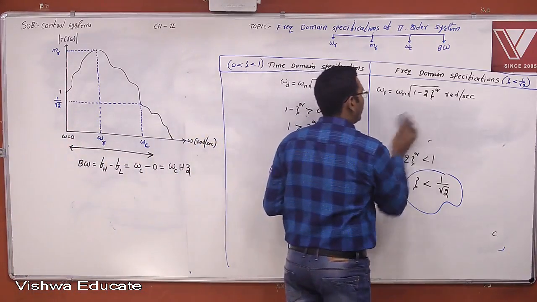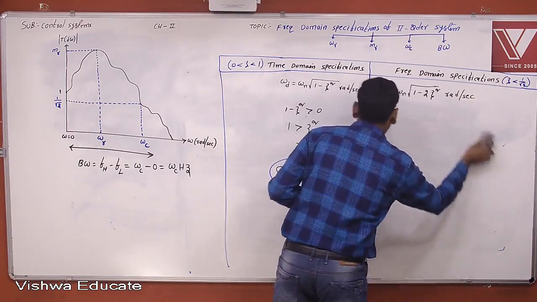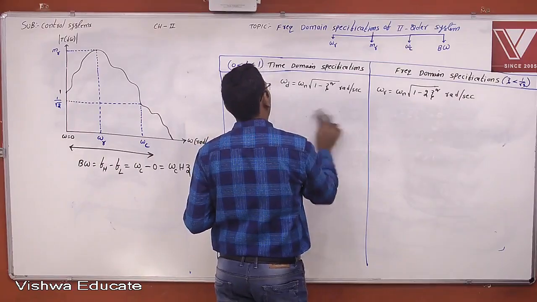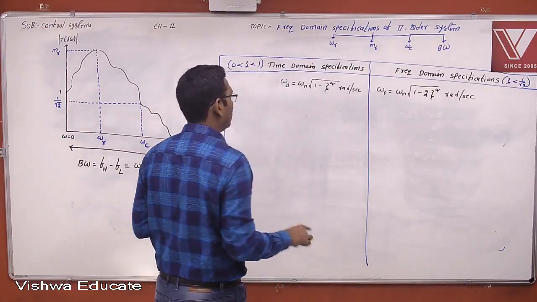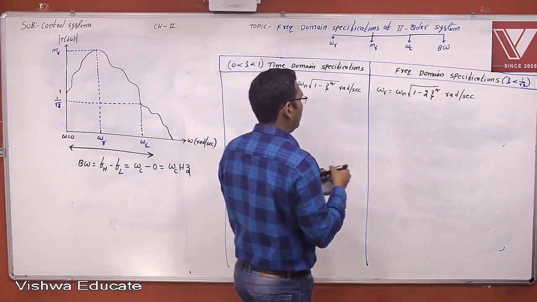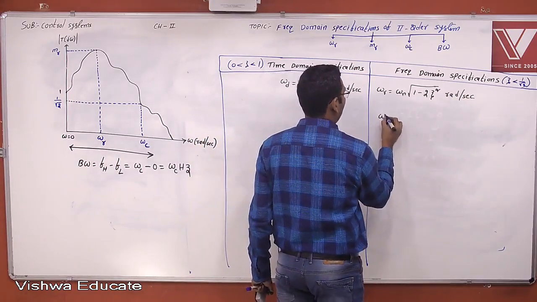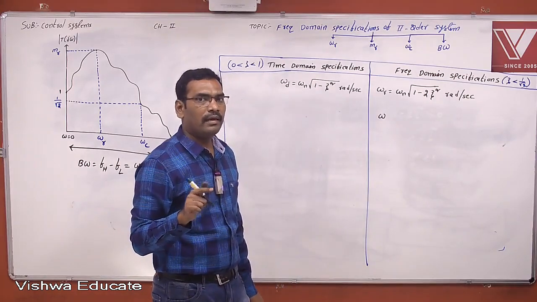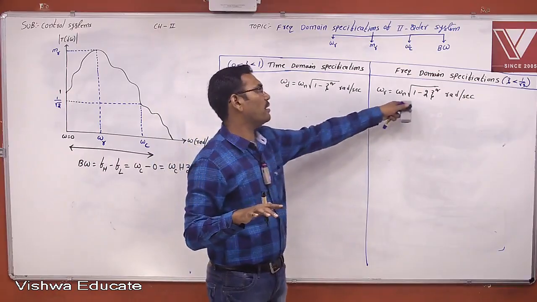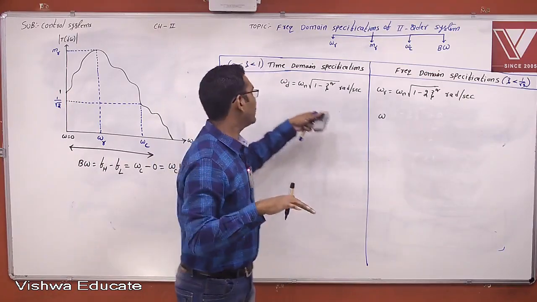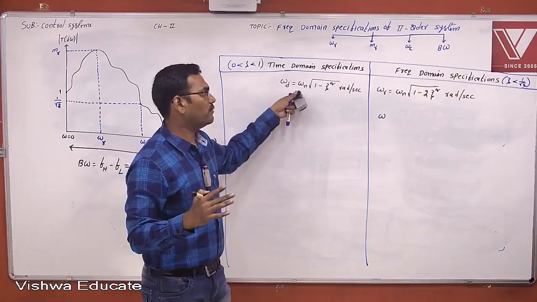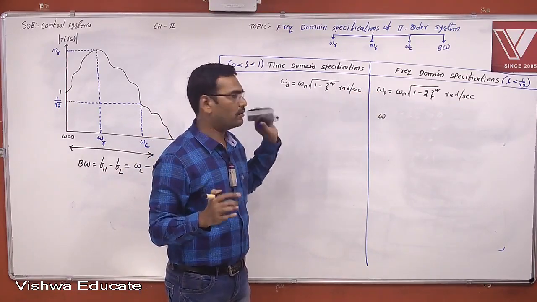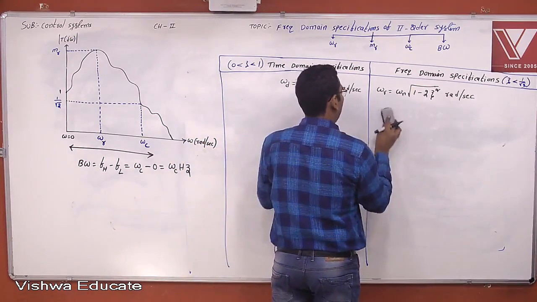Now these frequency domain specifications are valid when damping factor zeta is less than 1 by root 2, and time domain specifications are valid when zeta is less than 1. Now what is omega d? Don't confuse, this is omega r. In the examination you have to identify this. Resonant frequency means this formula, damped frequency means this formula. Most of the students are confused. He is asking resonant frequency and you blindly do omega d, which is wrong. This is omega r, the resonant frequency.